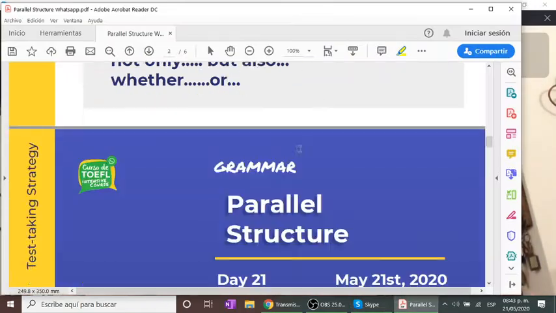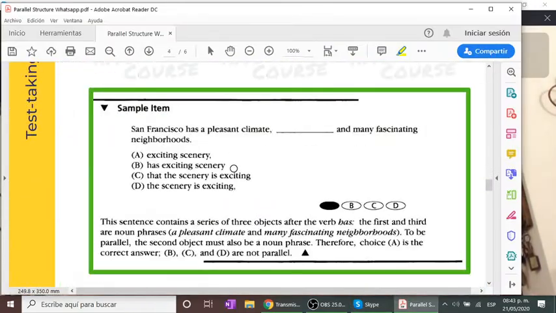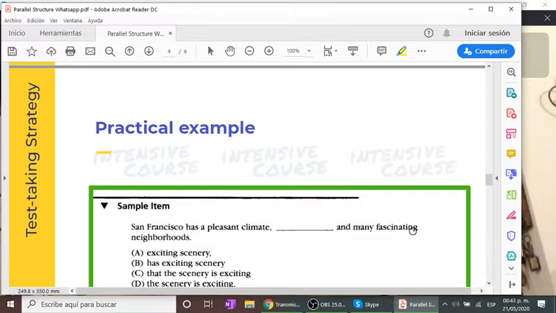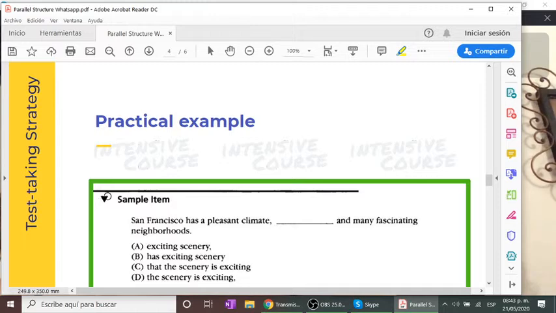So I want to give you an example so that you can listen. Okay, there you go. This is a sample item, and it's a very good example. San Francisco, my hometown, I even like it better. San Francisco has a pleasant climate. Now, how does this one sound? Let's do A. San Francisco has a pleasant climate, exciting scenery, and many fascinating neighborhoods.